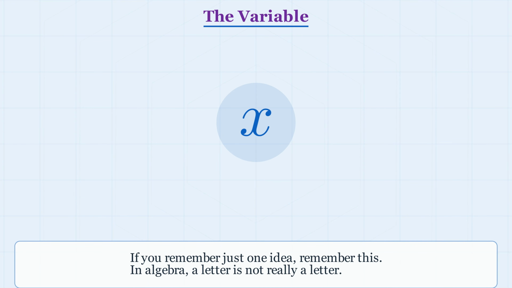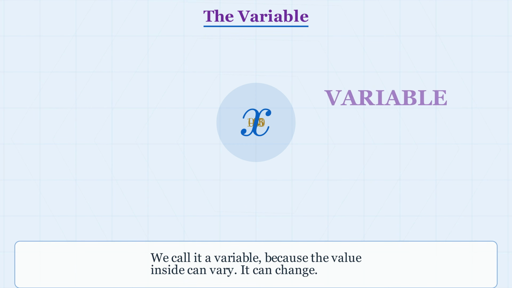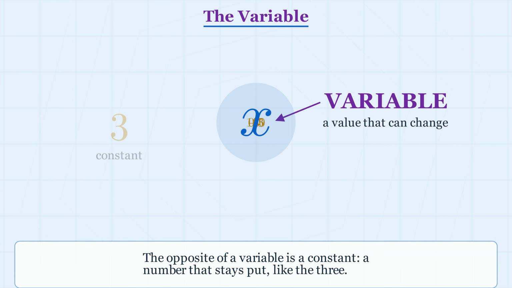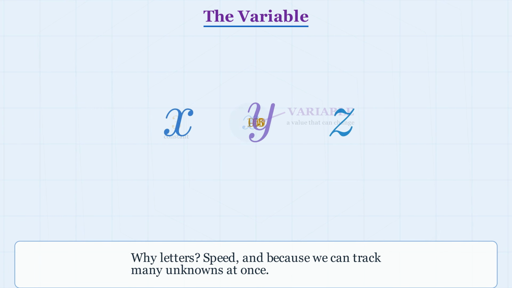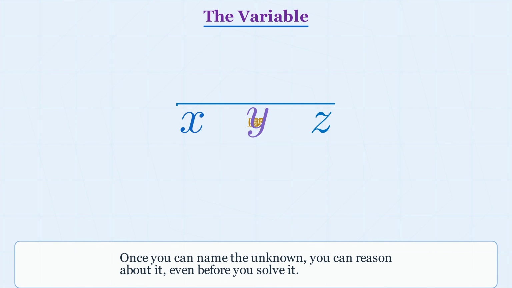If you remember just one idea, remember this. In algebra, a letter is not really a letter. It's a container, a box that can hold any number at all. We call it a variable because the value inside can vary. It can change. The opposite of a variable is a constant, a number that stays put like the 3. Why letters? Speed, and because we can track many unknowns at once. Once you can name the unknown, you can reason about it, even before you solve it.